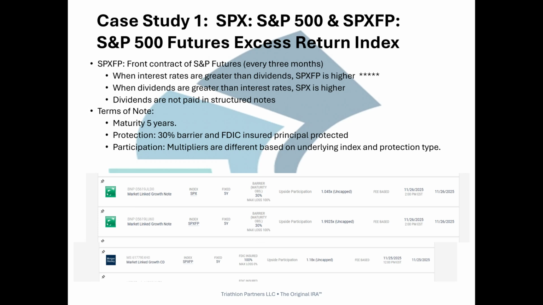Now, the participation multiplier on the S&P 500 note is 1.045. The Futures Index note that's not principal protected has a multiplier of 1.9925, which is almost 2. And the principal protected note, where 100% of principal is guaranteed, has a multiplier of 1.18. Right? So we have vast differences: 1.05, 1.2, and 2.0 are your multipliers. We have some protections that are different, but also the underlying index is different.